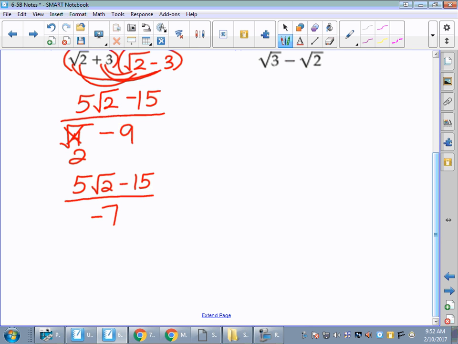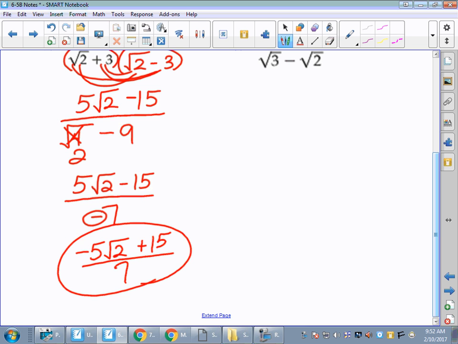The only thing I would fix here, and it's just a technicality, the simplification rules, they like a clean denominator. So that even means negatives. They really don't like us leaving a negative in the denominator. So you just change the sign of everybody. So the 5 square root of 2 becomes negative, the 15 becomes positive, and the 7 becomes positive. And there's your simplified fraction.